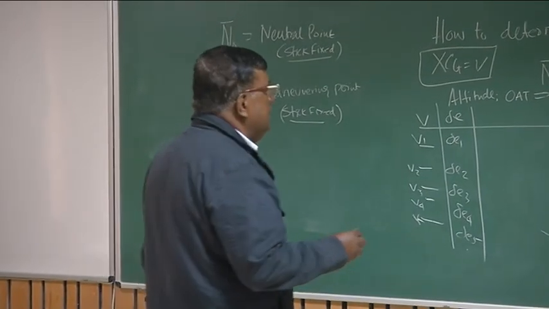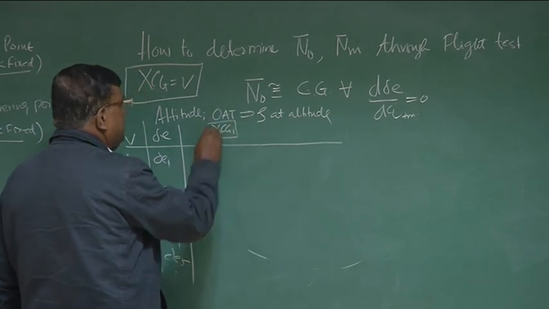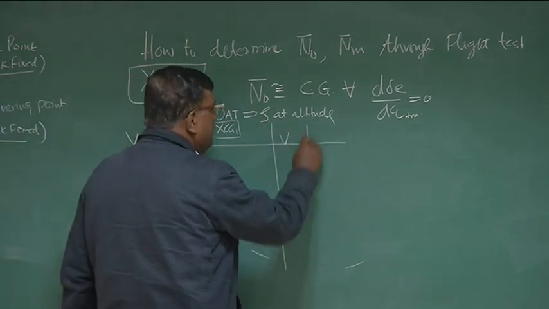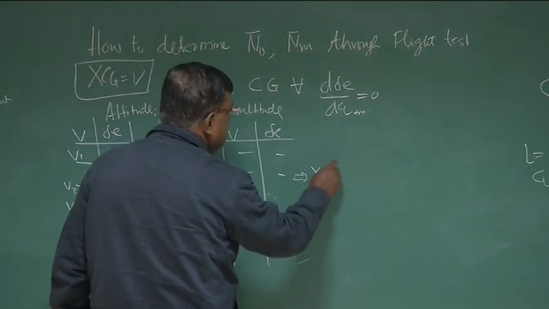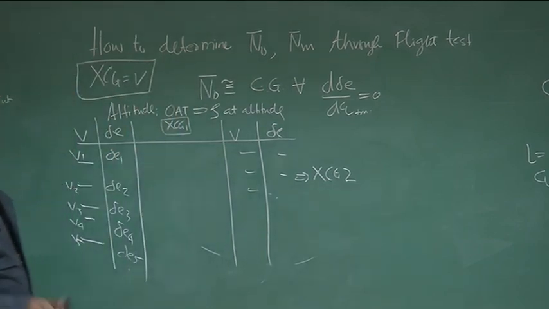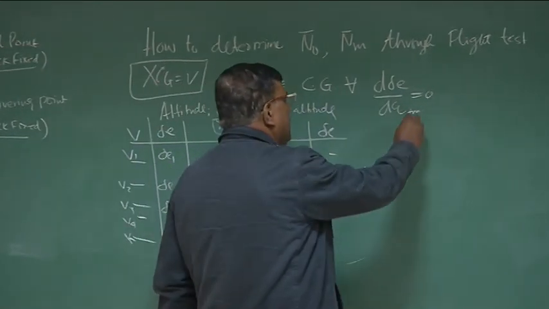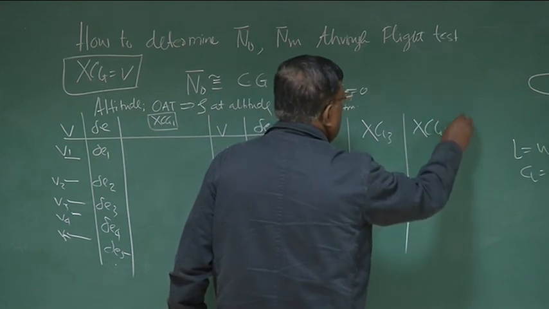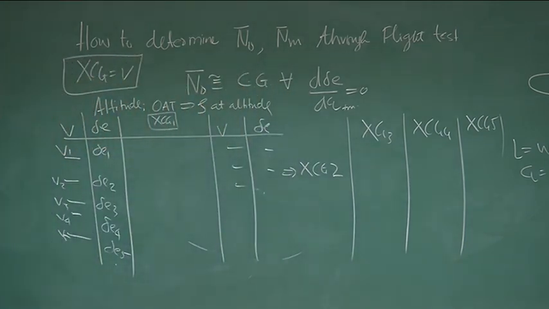Right? And let's say this reading is for one combination, XCG1. Then the second batch will go, and you will also generate similar readings of V and delta E, which may correspond to the XCG2 location. So different people, different weights, they can swap here and there and fly for different CG locations. Like this, XCG3, XCG4, XCG5, various combinations of CG you will fly, and you will trim at different V1, V2, V3, V4, V5.